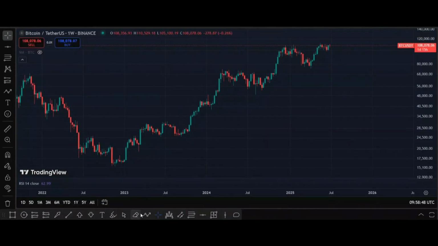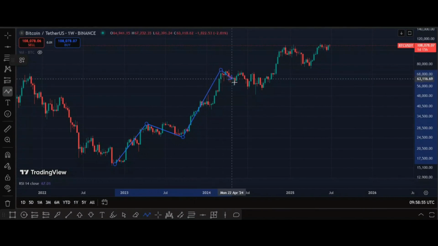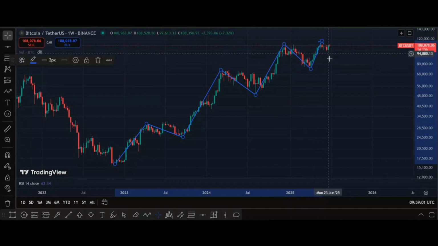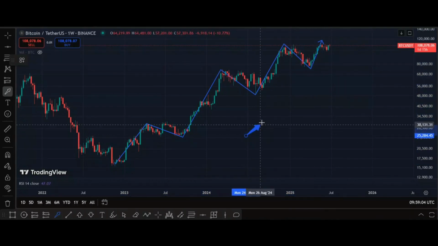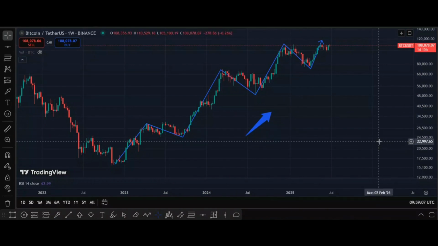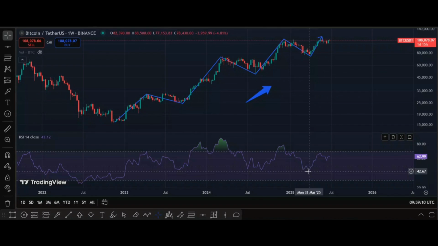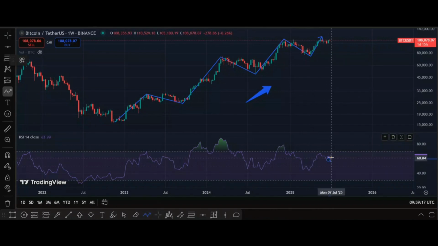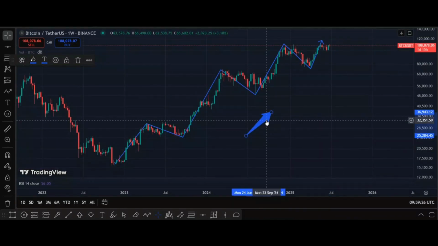All right, buckle up, buttercups, because we're diving headfirst into the wild world of Bitcoin on the weekly time frame. We've got an uptrend, a beautiful, glorious uptrend that's just smashed through the historical ceiling. We're talking new highs, baby. But hold your horses, because the RSI, that little momentum meter, is flirting with the overbought zone.